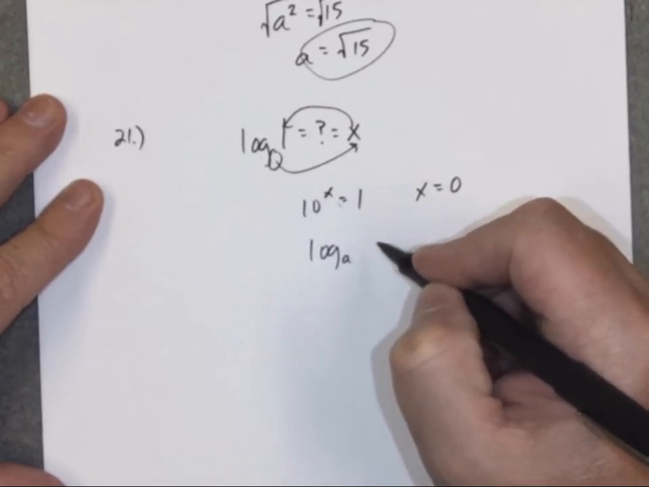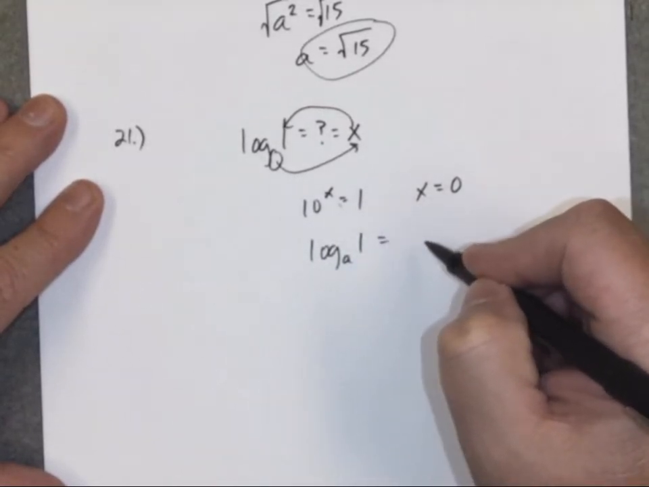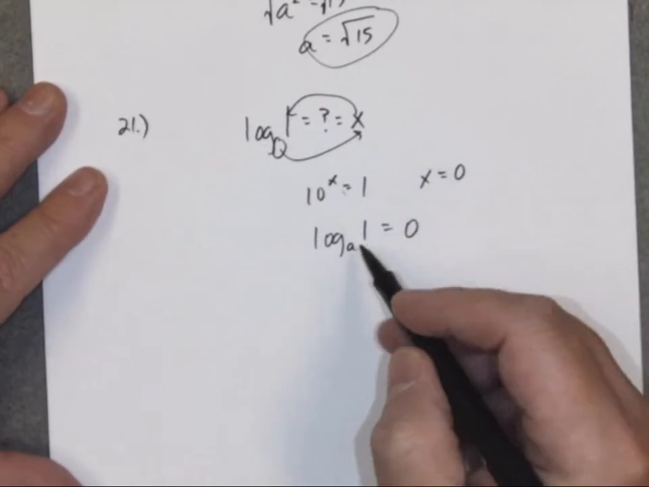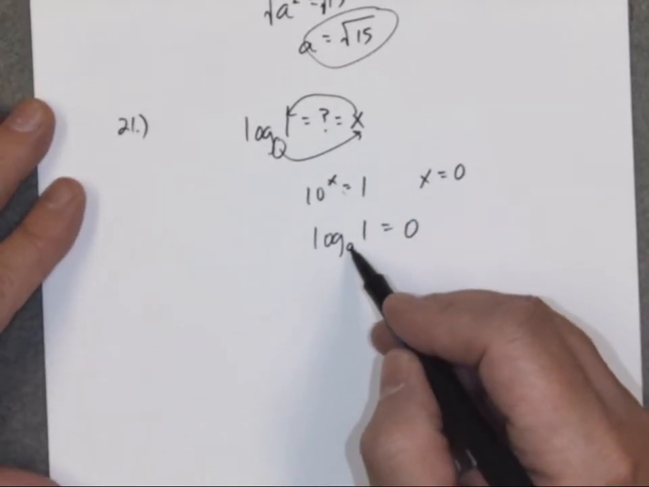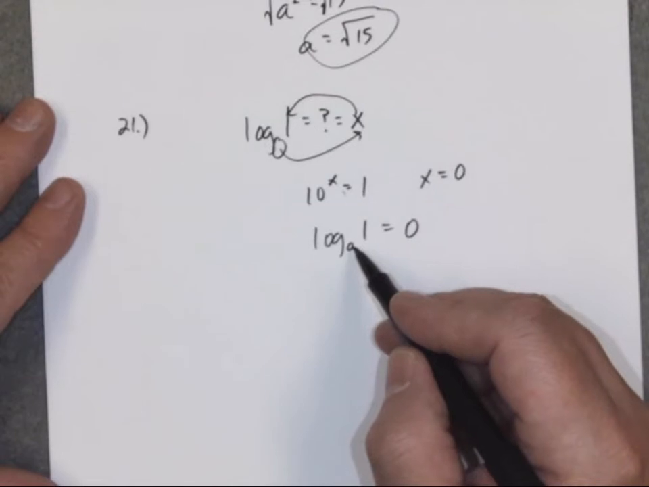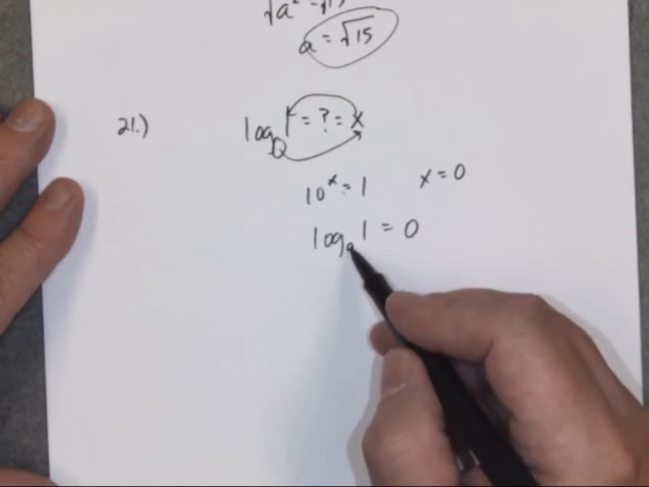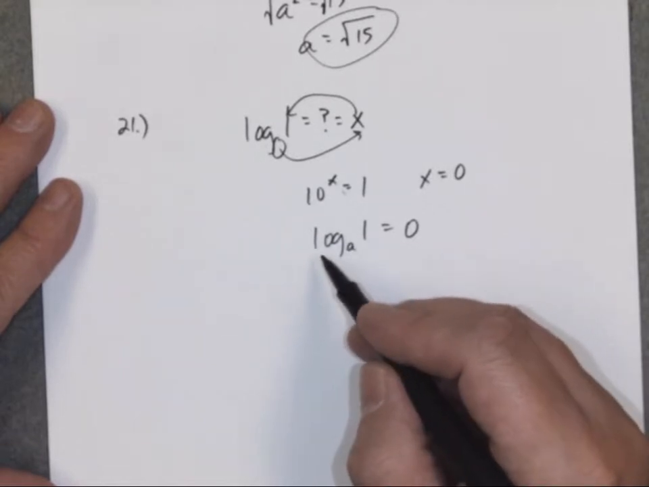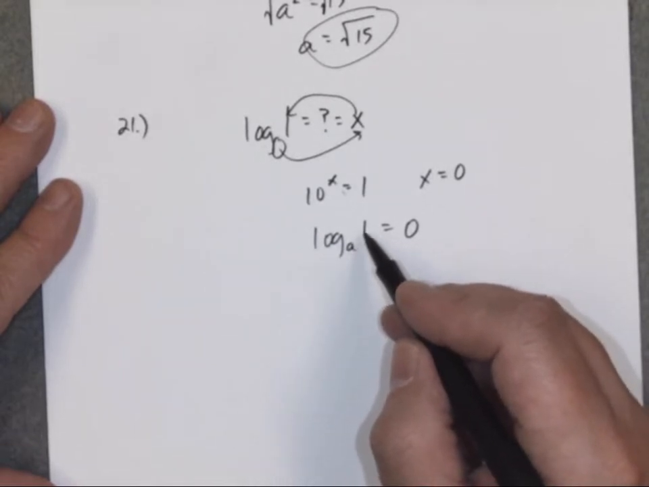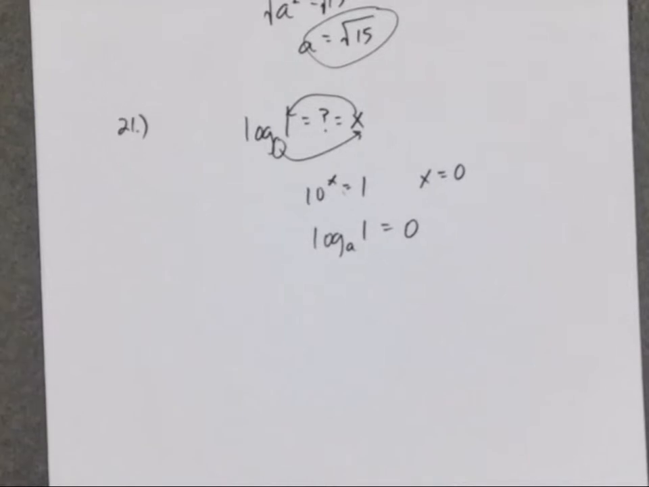It's very important to realize, anytime you take the log of 1, here I put base a, meaning a can be any base. It can be base 2, base 5, base 10, base e. Doesn't matter. It's pretty important to remember anytime you take the log of the number 1, it's always 0.